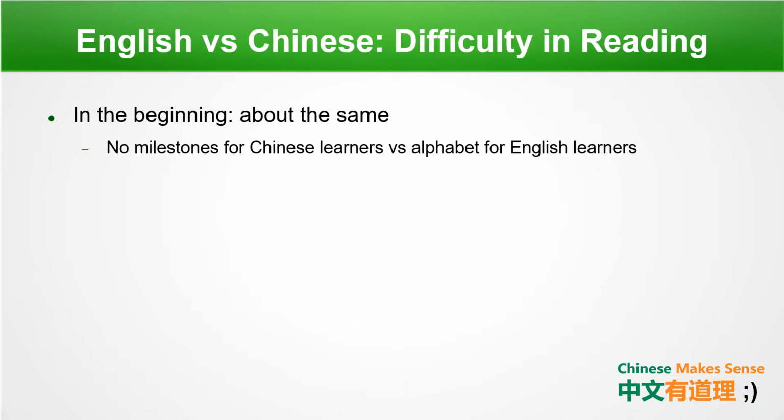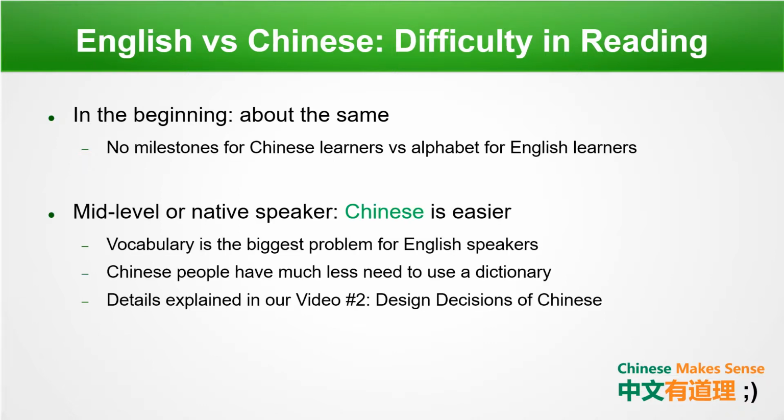In the beginning, they're about the same. There are no milestones for Chinese learners versus completing the 26-letter alphabet for English learners. Now for mid-level or native speaker, Chinese is easier. Vocabulary is the biggest problem for English speakers. For example, some people might not know the definition of flux-and-Austen amplification or anti-transubstantiationalist. But anyways, Chinese people have much less need to use a dictionary.